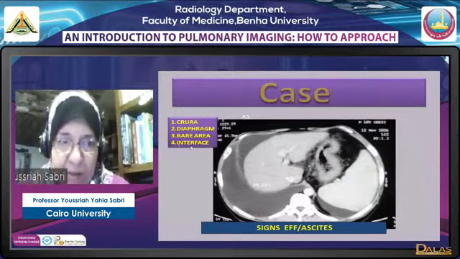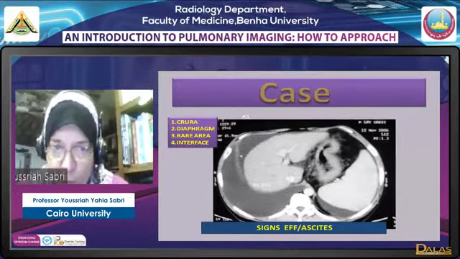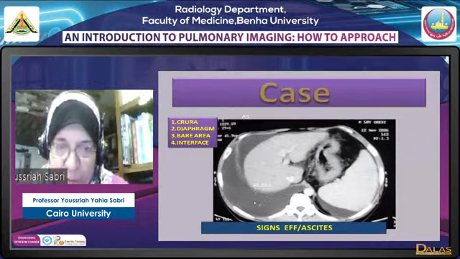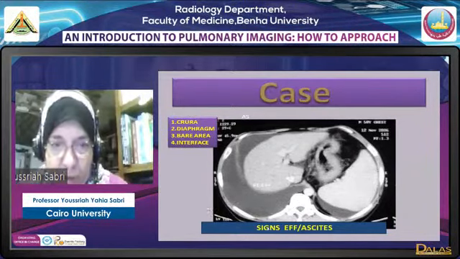And finally, the interface sign. Look here, this is ascites. Look at the interface between ascites and liver. The interface is so sharp, while the interface between effusion and liver is very vague. So this water here is effusion, while this here is ascites. These are the four signs that differentiate effusion from ascites.